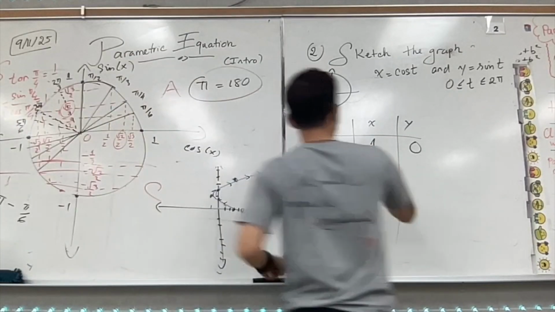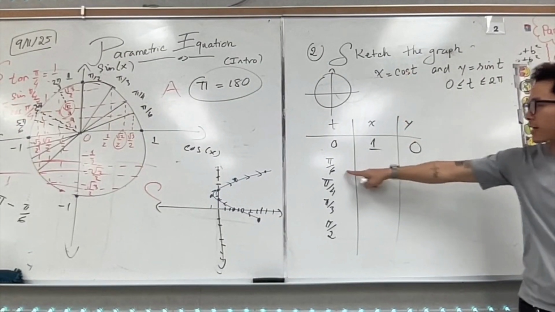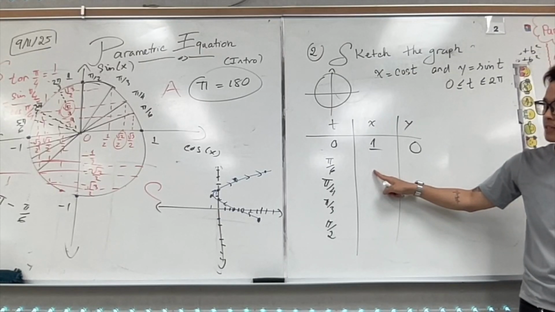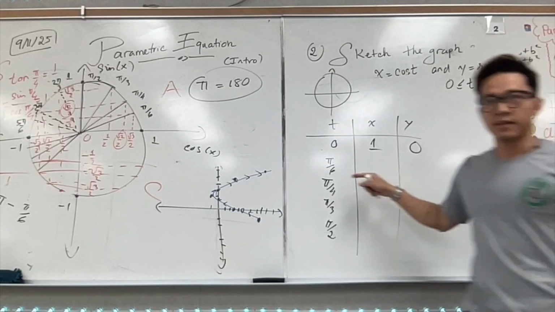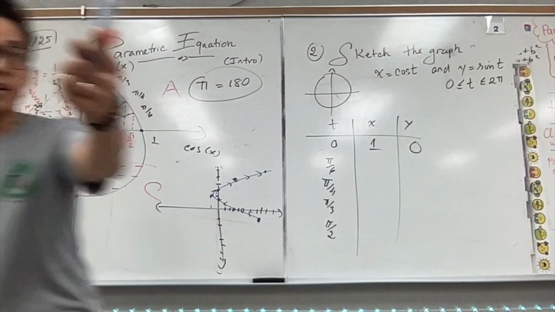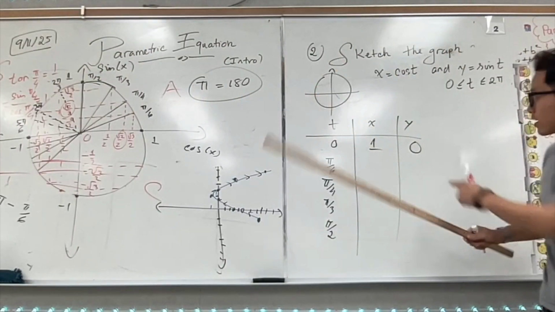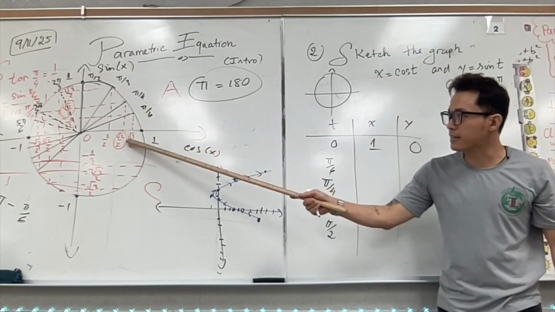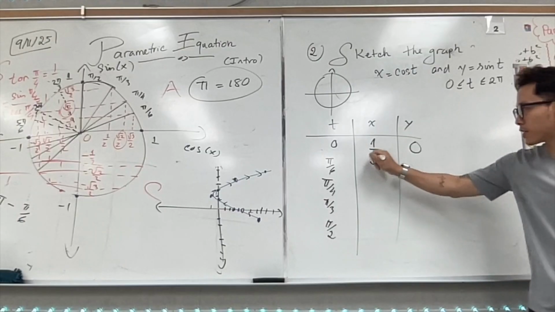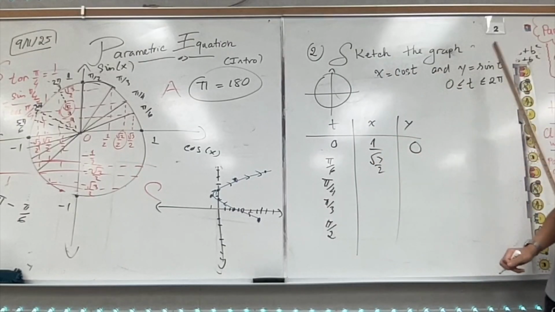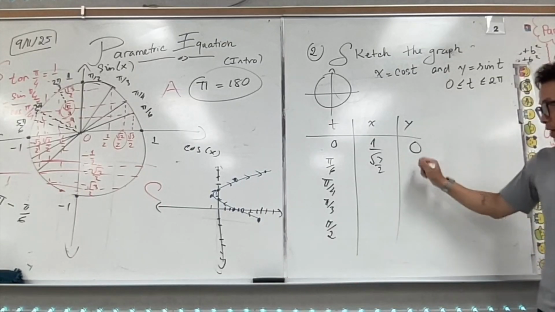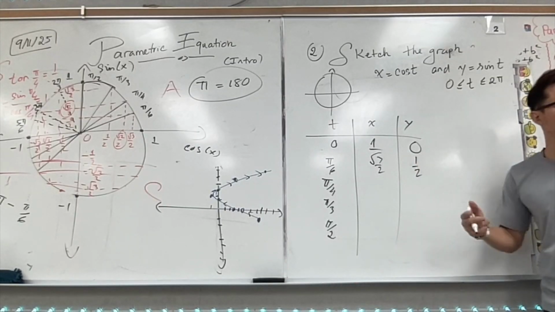Okay. Tell me what is the cosine of pi over 6? Look at the unit circle. Cosine of pi over 6 is square root of 3 over 2. What is sine of pi over 6? 1 over 2. Oh, now you know how to read it. Good.